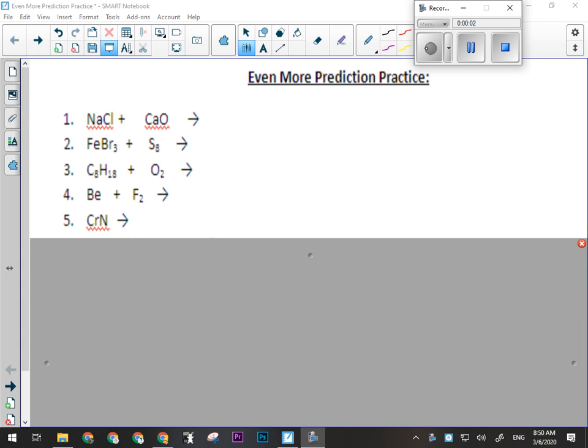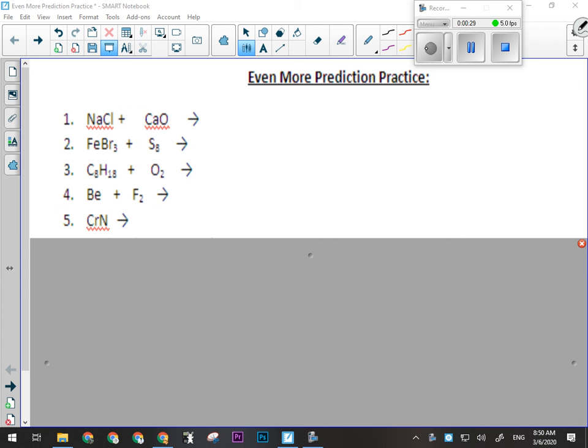Okay, so like we said the other day, our first step in being able to predict the products of a reaction is to identify the type of reaction that's going on. So in question number 1, I have sodium chloride reacting with calcium oxide. Those are both ionic compounds, so this is what kind of a reaction? Double replacement. Okay, in a double replacement reaction, what am I supposed to do? Replace the ionic metals. Right, just swap the metals. That's all that's going on in this reaction.